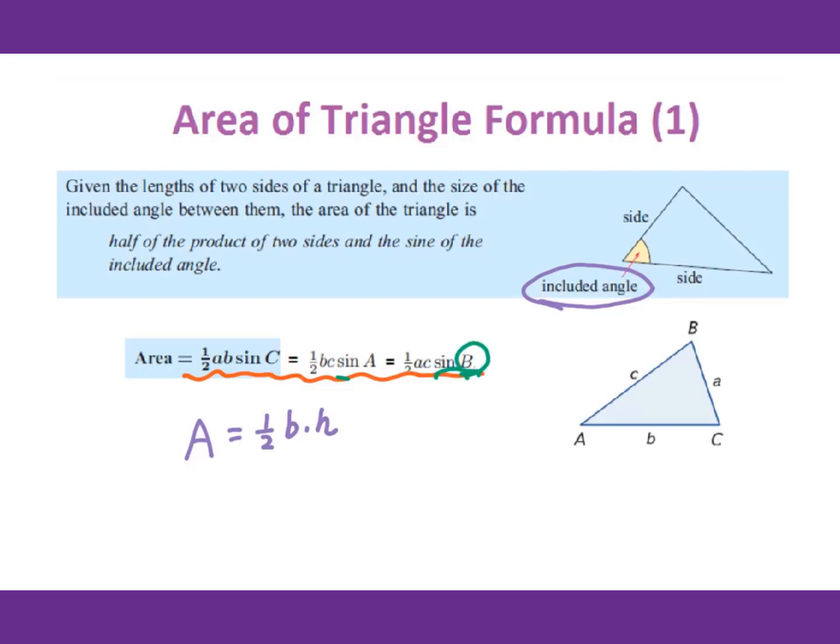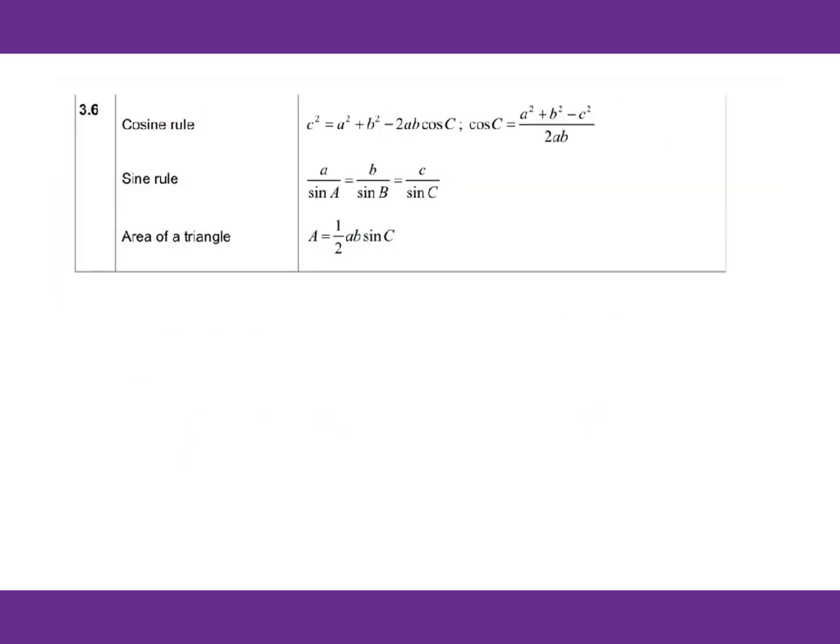Remember, all these angles are included angles. When you are given two sides of a triangle, the angle between these two sides we call included angle. Let's talk about the formula. For area of a triangle, we got A equals 1/2 AB sin C. Remember, for this C, it's an included angle.